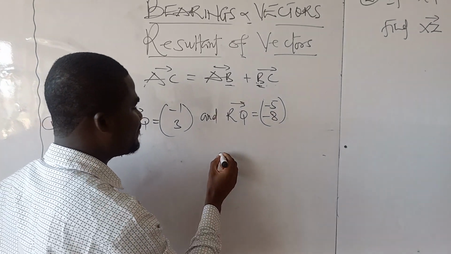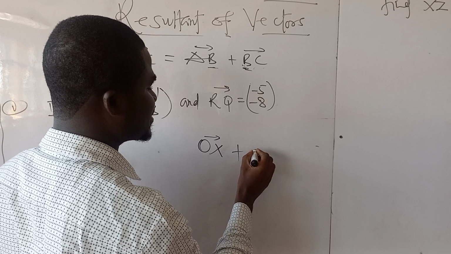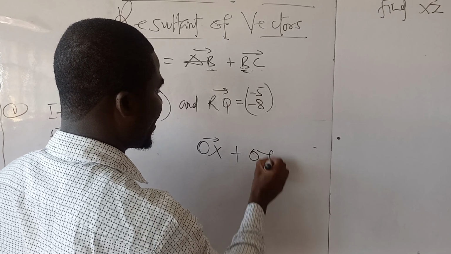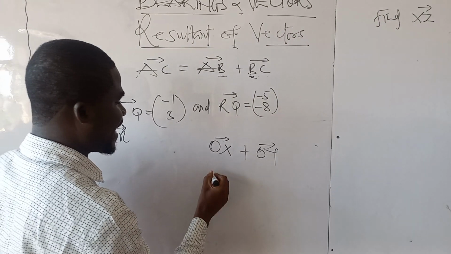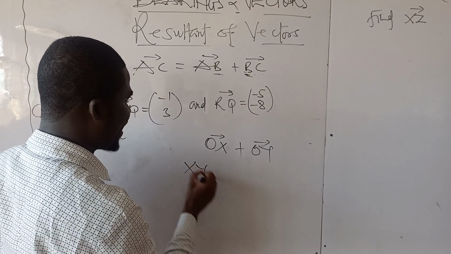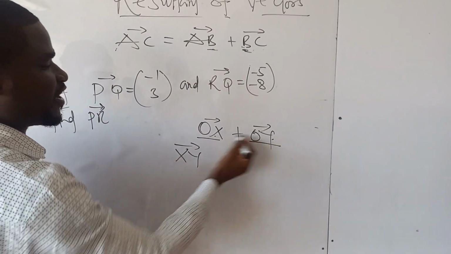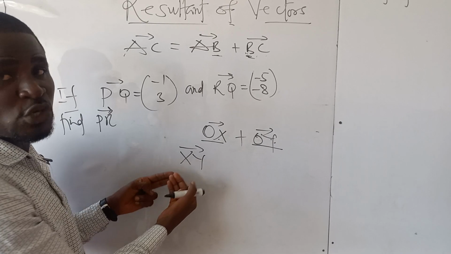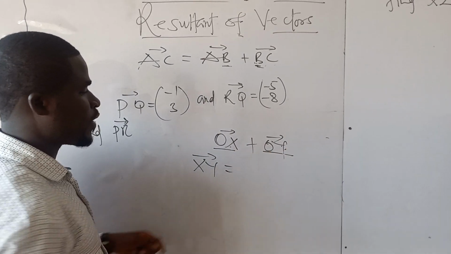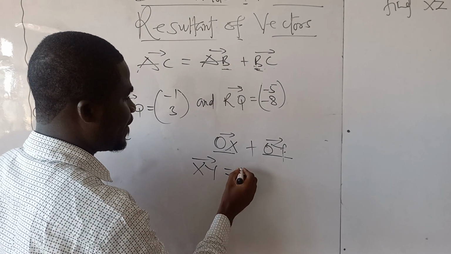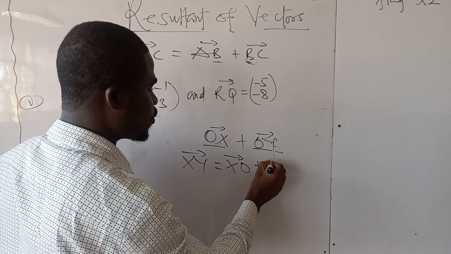Example, if I have vector OX plus OY, now it says find vector XY. We have this and we have this. So the different variables will come together as the resultant. So XY, we are finding XY. So we are going to have vector XO plus OY.